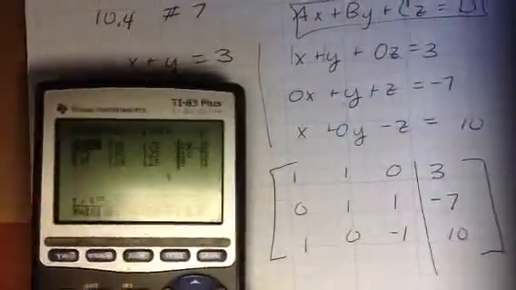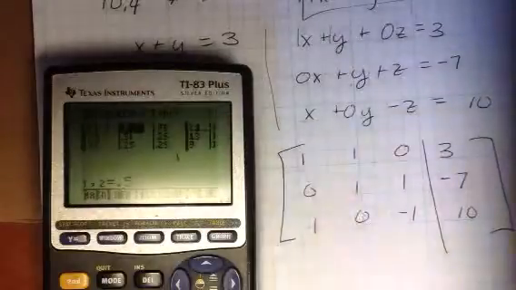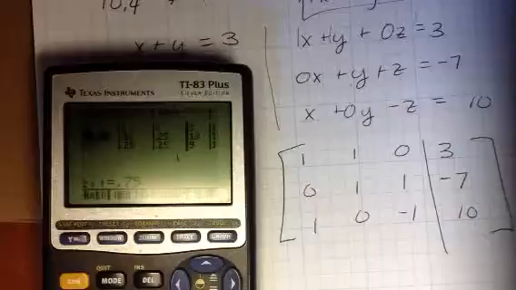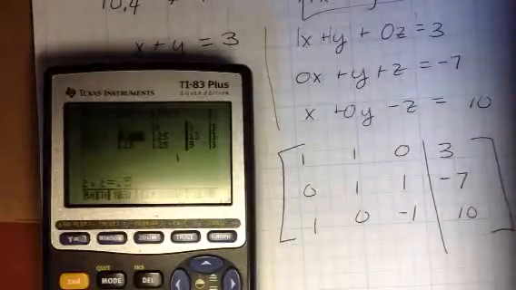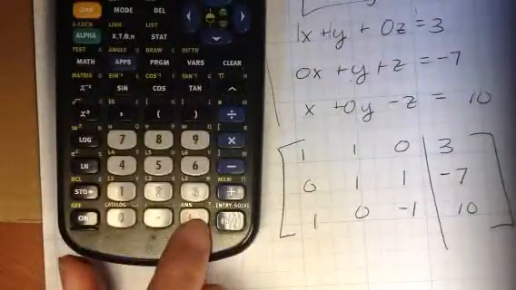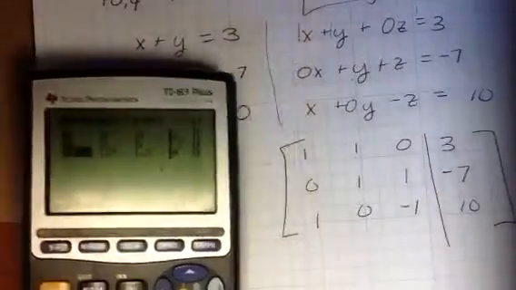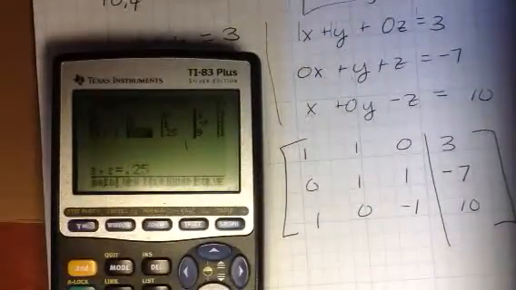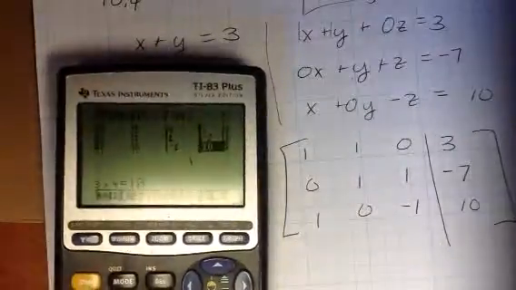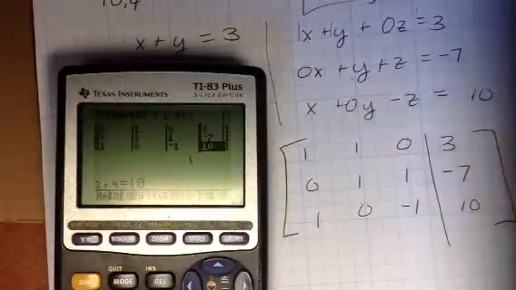So my first row in my matrix I type in is 1, enter, and that will change it. 1, enter, 0, enter, 3, enter. Second row, 0, enter, 1, enter, 1, enter. Now when you hit -7, make sure you use this negative key, not your minus key. So -7, enter. The last row, 1, enter, 0, enter, -1, enter, 10, enter. Now I can hit this blue button that says graph is right underneath solve, and I hit solve.